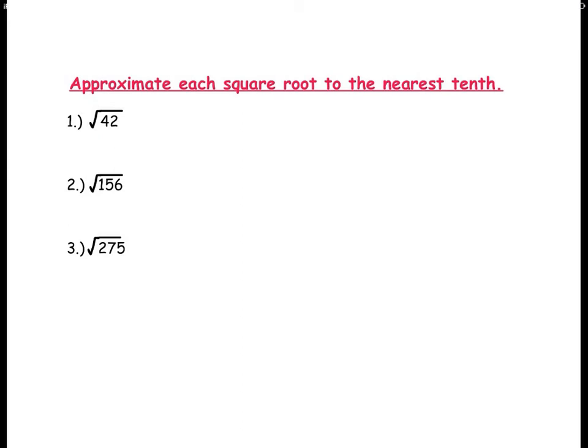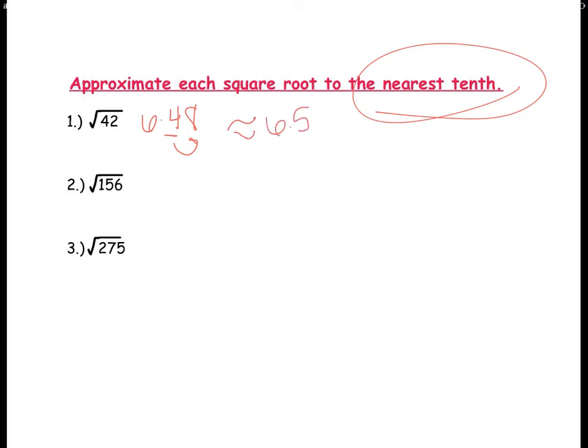Or if we're told to approximate the square root to the nearest tenth, that's going to imply we're going to use our calculator. So we're going to use our calculator again, as we talked about in lesson 6.5a. We're going to use that square root key. So let's find the square root of 42, keeping in mind we're going to round to the nearest tenth. So on my calculator, I see these digits, 6.48. Here's the tenth spot. I look to the right. It's greater than 5. So I'm going to say the square root of 42 is about 6.5.